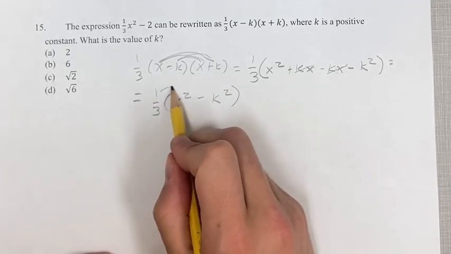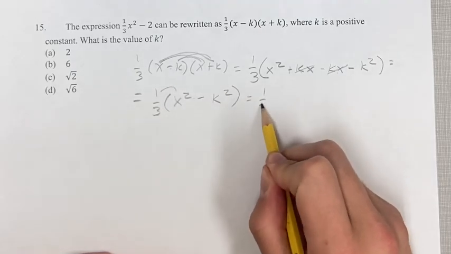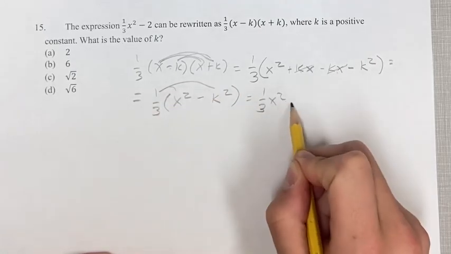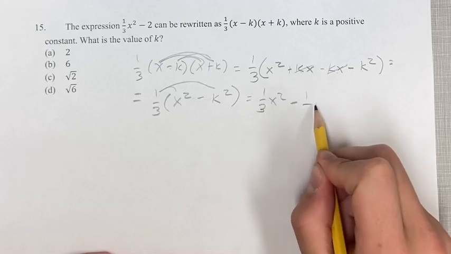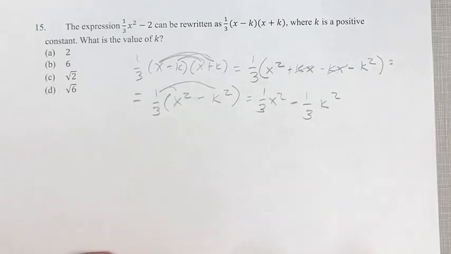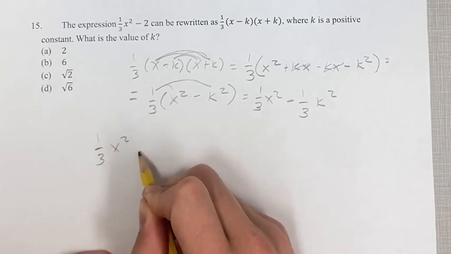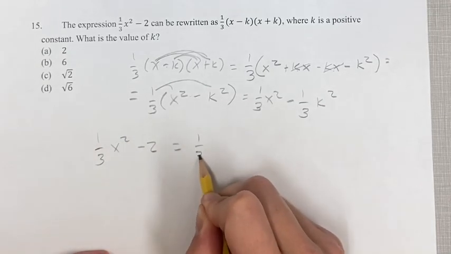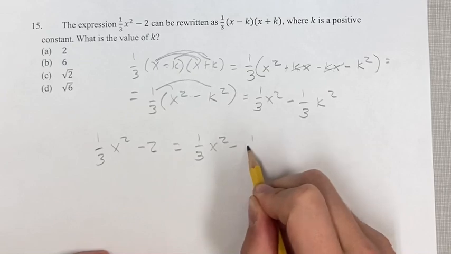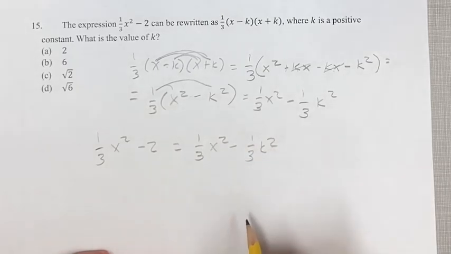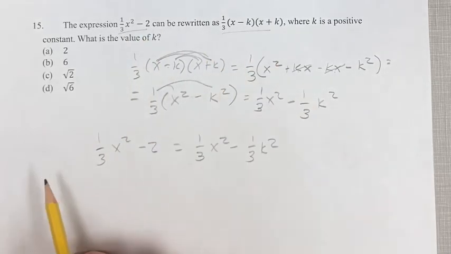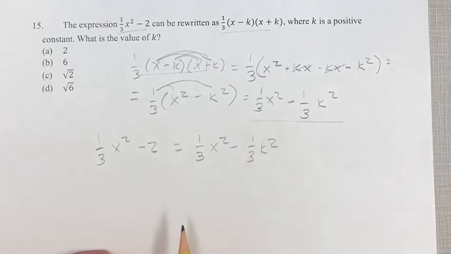Distributing this 1/3, we have 1/3 times x squared is 1/3 x squared, minus 1/3 times k squared is 1/3 k squared. So we know that 1/3 x squared minus 2 is equal to 1/3 x squared minus 1/3 k squared, right? Because this is equal to this expression, and that expression is equal to this expression. So therefore, these two are equal to each other. And we have an equation now where we can solve for k.